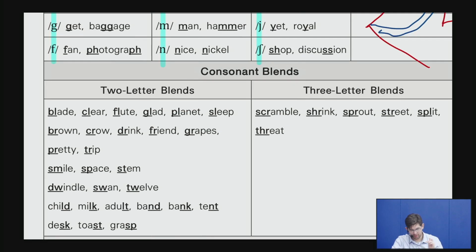And our last ones, just to review together, remember, please repeat with me, try to say them as clearly as possible, are 3-letter blends. Our examples are scramble, shrink, sprout, street, split, and threat. So here, once again, we're blending 2 letters or potentially even 3 letters to sound together.